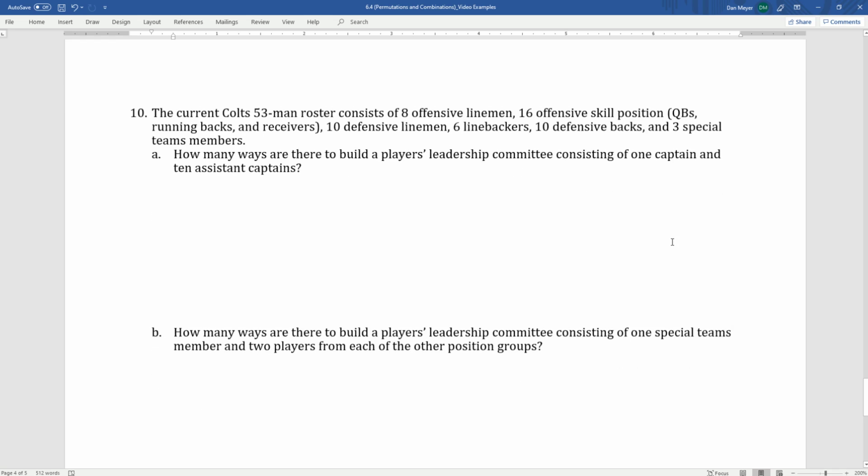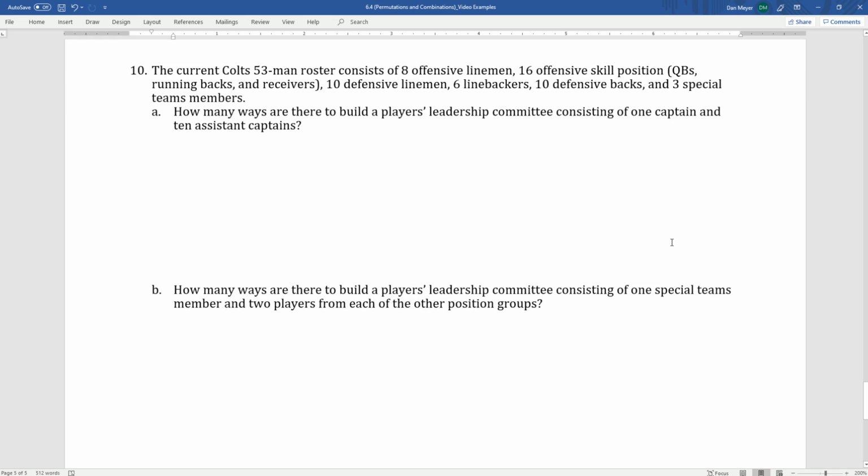All right, last problem here. The current Colts 53-man roster consists of 8 offensive linemen, 16 offensive skill position players. Those include the quarterbacks, the running backs, and the receivers, basically the people on the offense that touch the ball. There's 10 defensive linemen, 6 linebackers, 10 defensive backs, and 3 special team members. The special team is the kicker, the punter, and the long snapper. They want to build a players' leadership committee that has 1 captain and 10 assistant captains.